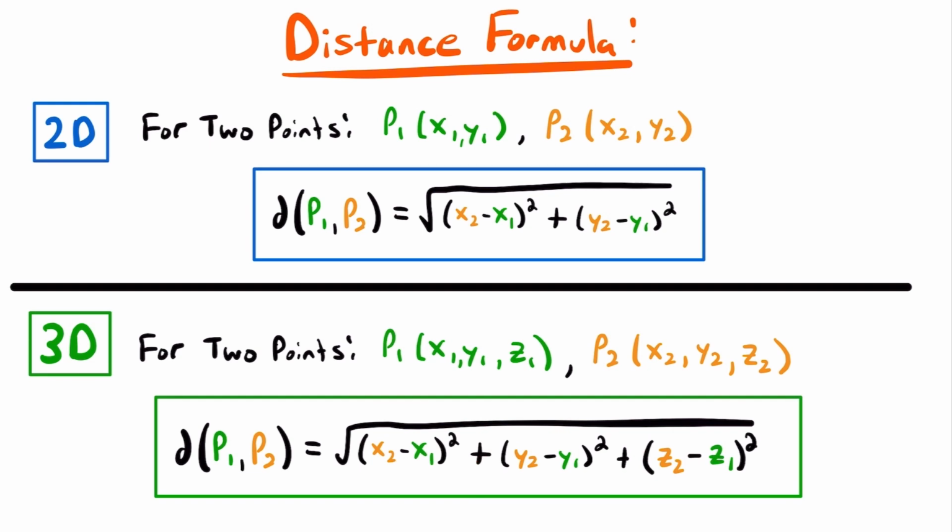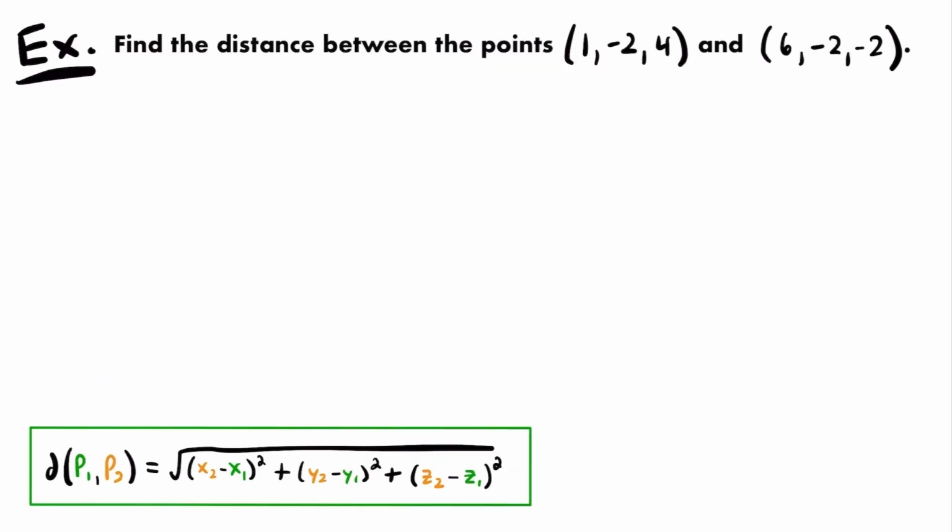Okay, so it really is just that simple. You just tack on another part underneath that square root that accounts for the difference in the z values for your coordinates. And so let's take a look at a quick example of using this formula. Here we want to find the distance between the points (1, -2, 4) and (6, -2, -2). And here's our distance formula here. And so if we want to calculate the distance between those 2 points, let's use that distance formula.